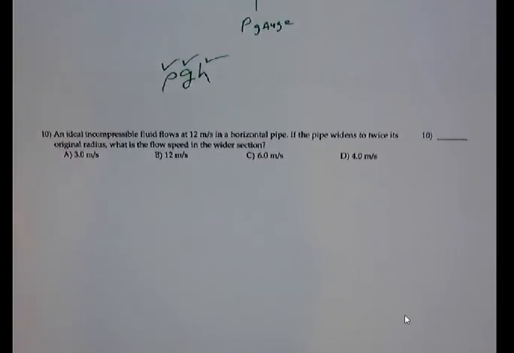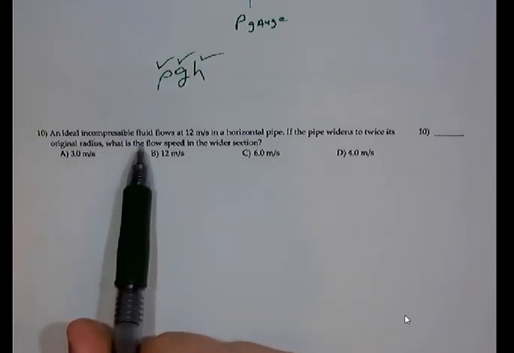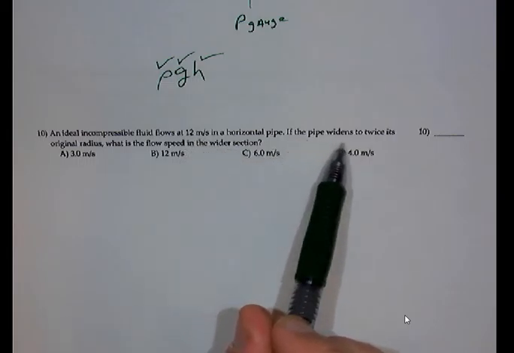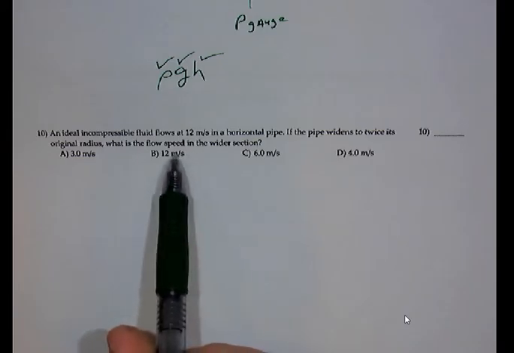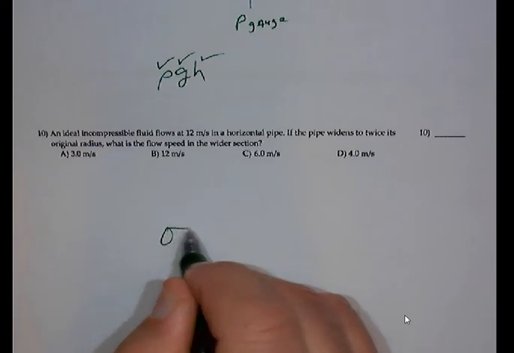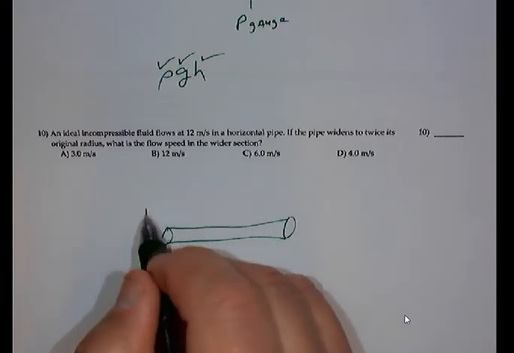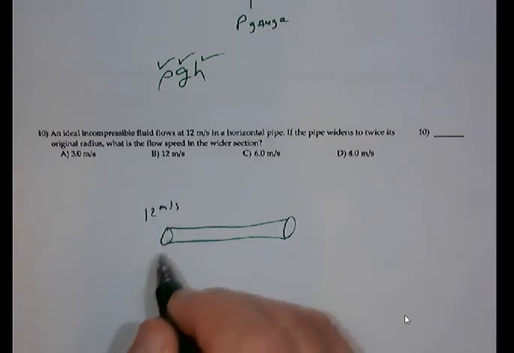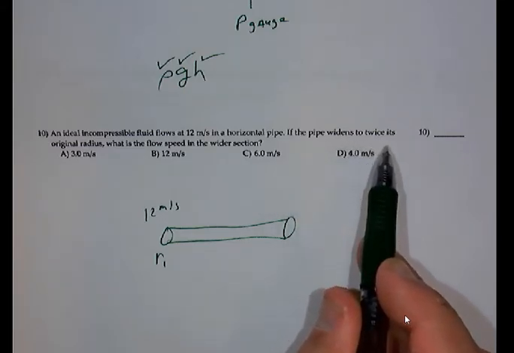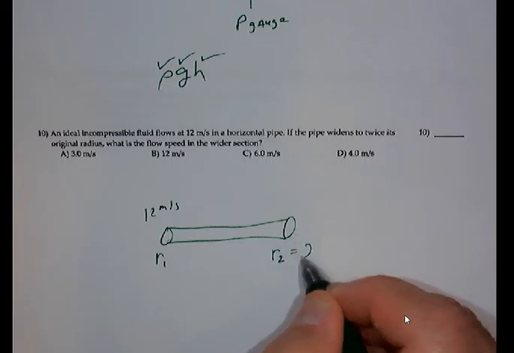Chapter 10, number 10, another fluids problem. An ideal incompressible fluid flows in a horizontal pipe. If the pipe widens to twice its original radius, what is the flow in the wider section? So something like this. So we have some speed here, 12 meters per second, and maybe we can call this side radius 1. The pipe widens to twice its original radius, so radius 2 over here, and we know it's twice radius 1.